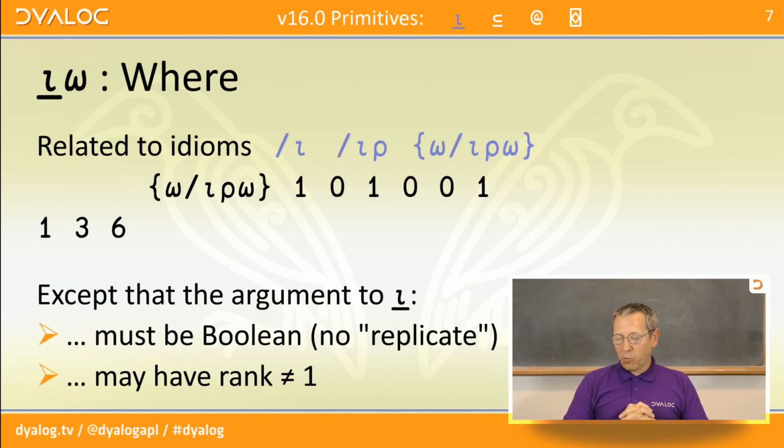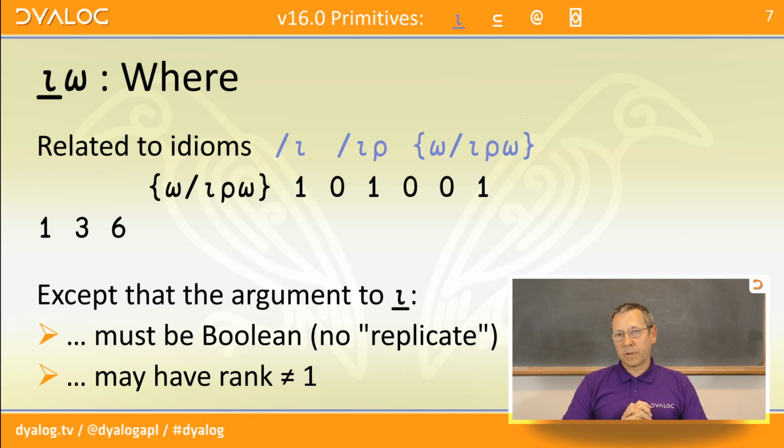Obviously, the iota underbar, the where primitive, is closely related to pre-existing idioms in the Dyalog interpreter. So things involving /iota compress the index, the result of the index generator. And in this example here, we can see using the idiom omega compress iota rho omega, we're getting the same result, in fact, as if we had inserted iota underbar there. There are some small but important differences, at least in this version. The right argument to iota underbar has to be a Boolean, whereas the idioms would allow you to use the / as replicate. So that's a restriction.